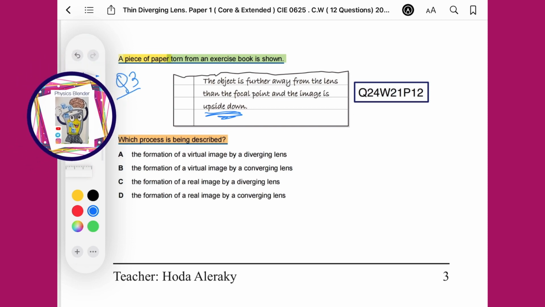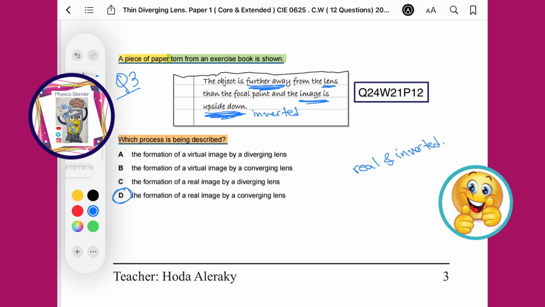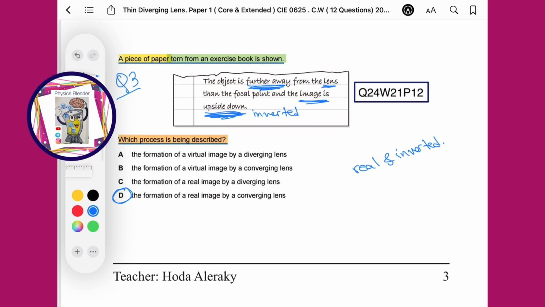So since we have here an image that is upside down, which is inverted, and it's further away from the lens, we are talking about a converging lens. Here is the formation of a real image. Do you remember we said real and inverted, they are best friends? Since the image is inverted, it's real. Since the object is further away from the lens and we have an upside down or inverted image, we are talking about a converging lens. So the answer is D.